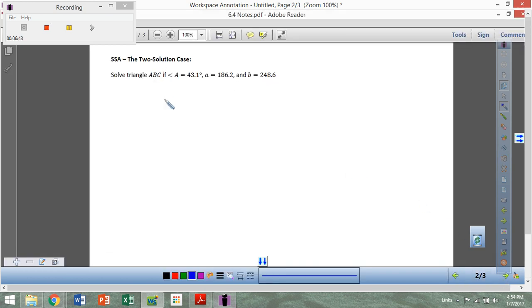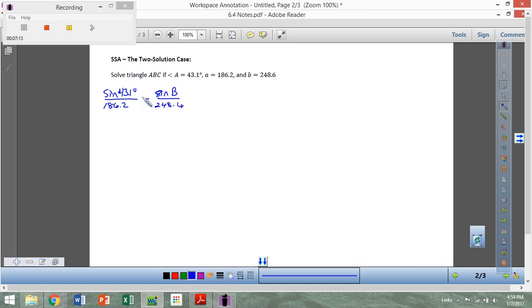So the next one says, what if there are a couple different solutions? So I've got this information here. I'm going to start off trying to solve this exactly like I did the one before this. So that part doesn't change. I have the sine of my angle A, 43.1 degrees, is to side length A, 186.2. And I'm going to say that equals the sine of angle B to 248.6.